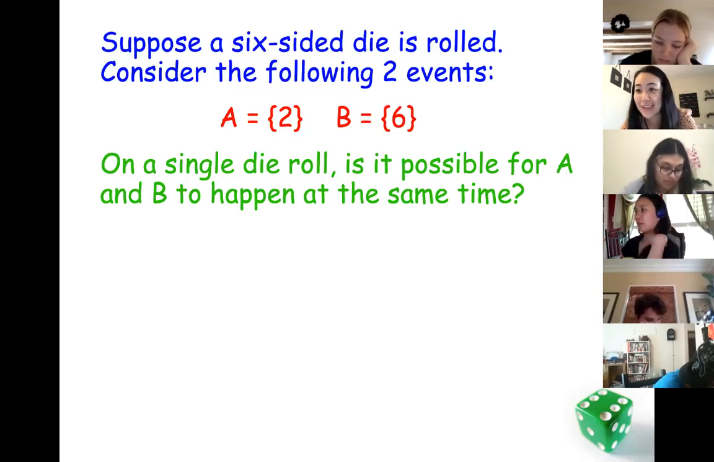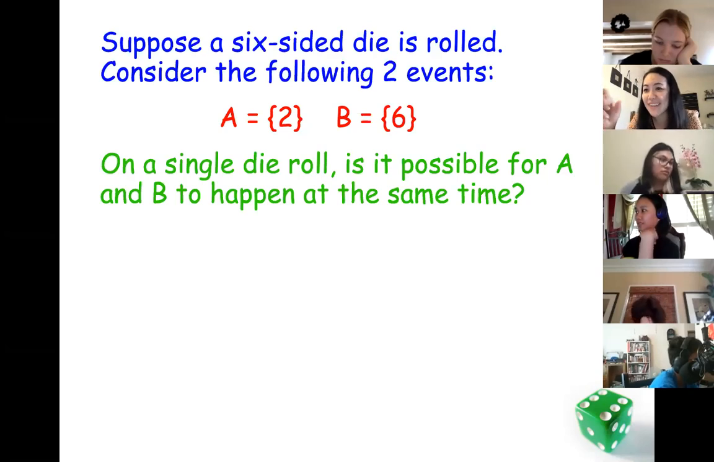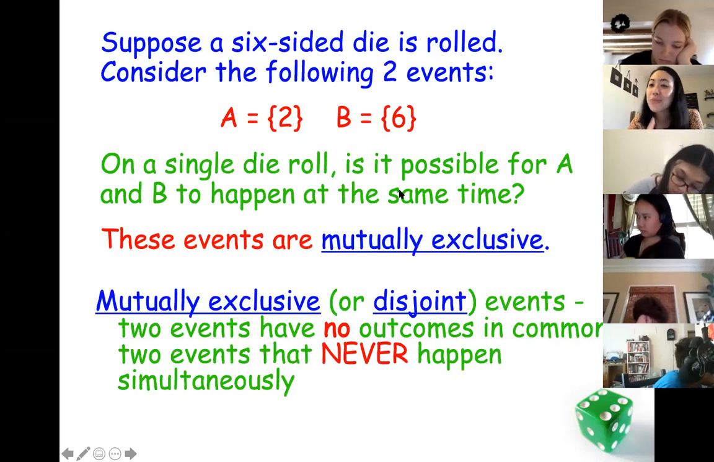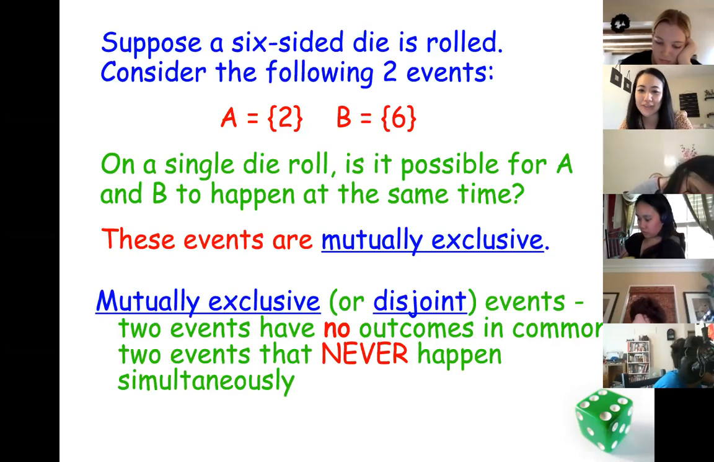All right, I'm seeing people shake heads. Good. Yeah, it is not possible. I'm glad nobody is just like, oh, well, the die can land on the edge. Okay, no. So yes, you cannot roll both a 2 and a 6. So this is what we call mutually exclusive events. Mutually exclusive events, also known as disjoint events. And by the way, I've seen both of them used. There's no favorite. So make sure you know it either way.